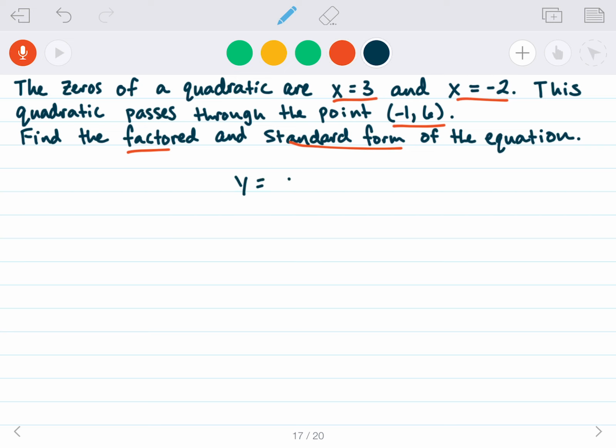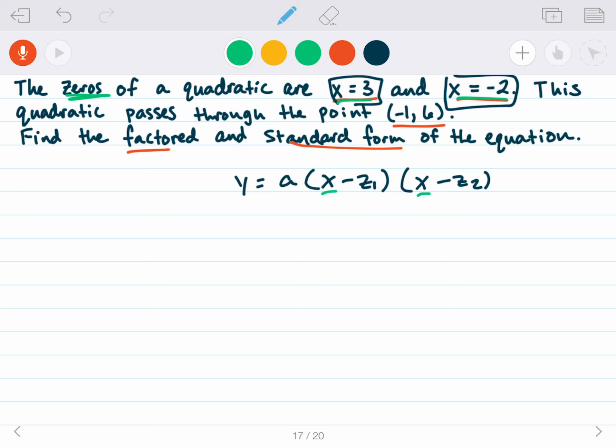So factored form, we have a times x minus z1 times x minus z2, and right off the bat, we're given z1 and z2. Yes, they do say x, but the context clue here is zeros. So when you see zeros and they tell you what the zeros are, you need to think z1 and z2. I know it can get confusing because you see an x there, and I'm sorry if it confuses you, but the sentence itself is saying the zeros are this and this, so you want to replace them in for the zeros.